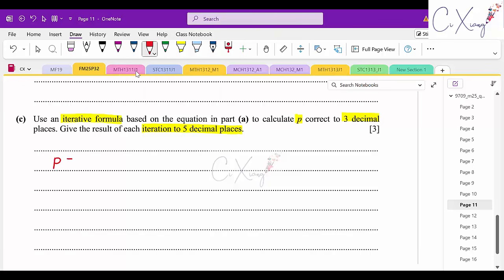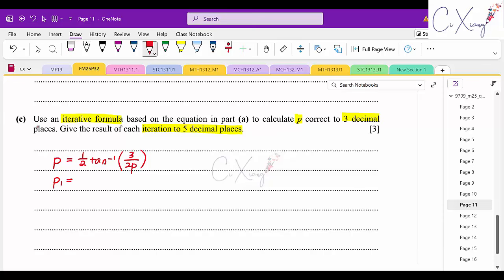So I have P equals 1 over 2 tan inverse of 3 over 2p here. This formula is the iterative formula. They want us to use this formula to calculate P correct to 3 decimal places. So you have to use the calculator to help us get the value of P one by one until we get a repeated value.